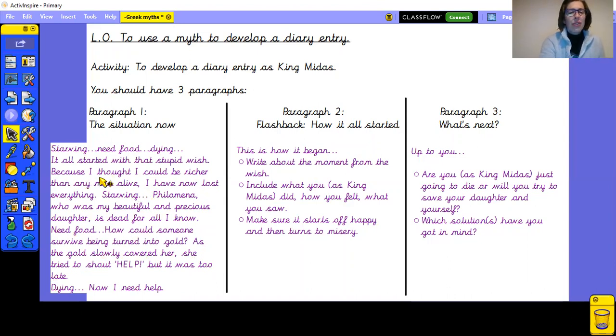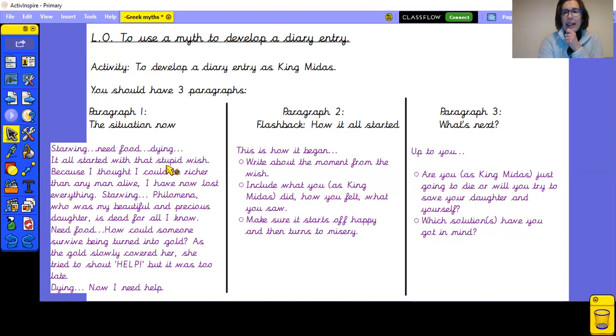And then he explained a few things about it. And he even calls it a stupid wish. You remember when he wished that everything he touched would turn into gold? That was really stupid. Sorry for using the word, but is King Midas using it? Now, this is paragraph 1, the situation now.